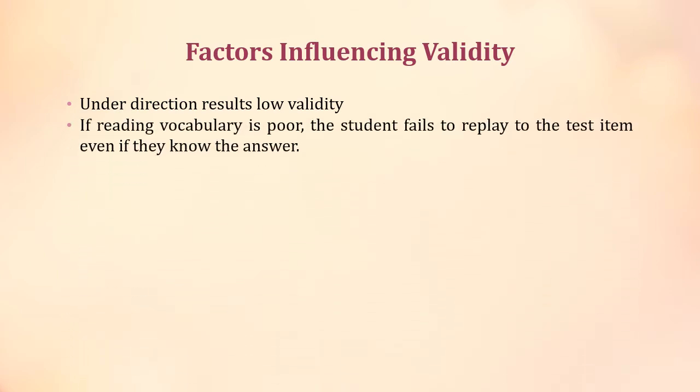Next, we will see the factors influencing validity. What are the factors affecting validity? First, unclear directions result in low validity. Then if reading vocabulary is poor, the students fail to reply to the test item even if they know the answer. If vocabulary is poor and students do not understand, then how will they reply?